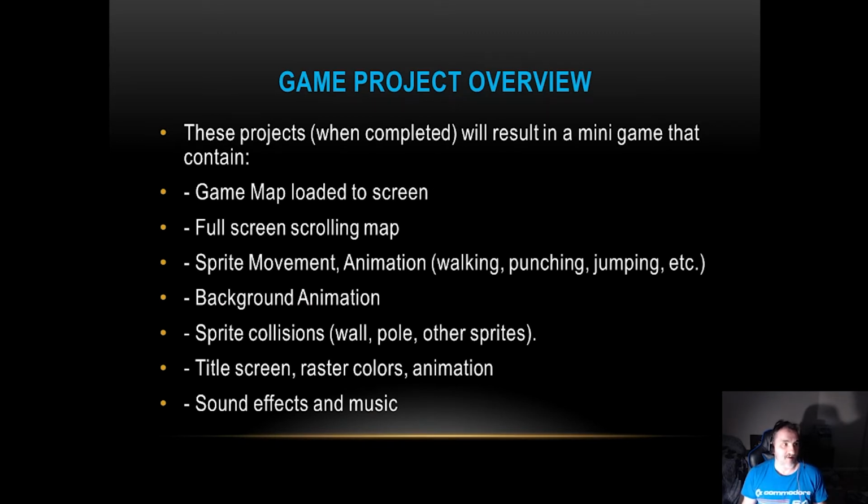Game project overview. These projects, when completed, will result in a mini game that contains, as a highlight here: game map loaded to screen, full screen scrolling map, sprite movement, animation, walking, punching, jumping, and so on, background animation, sprite collisions, wall, pole, other sprites, title screen, raster colors, animation, sound effects, and music.